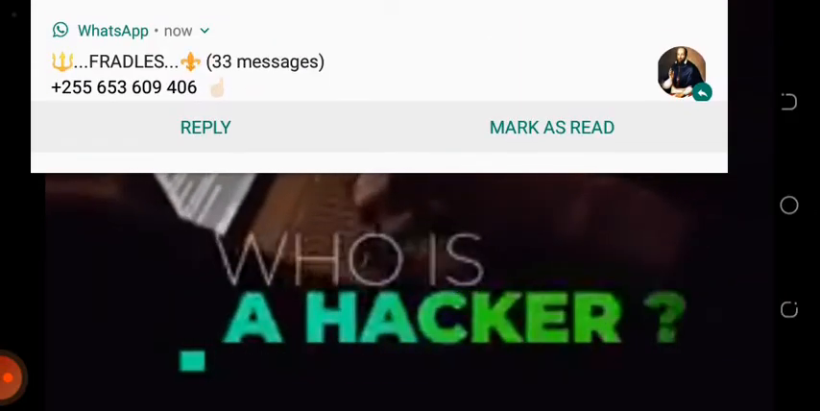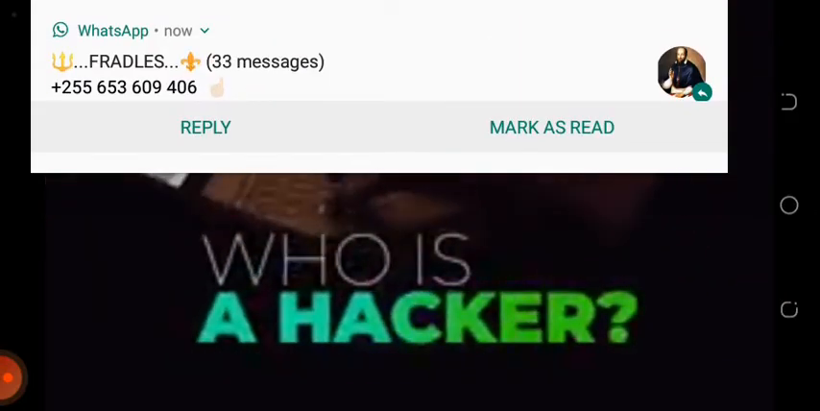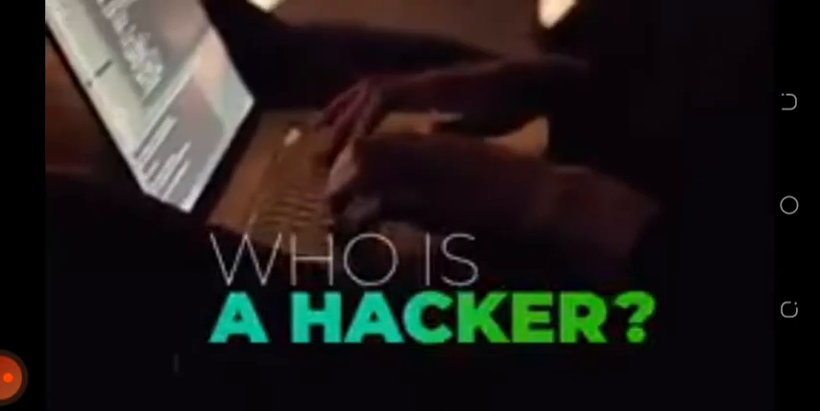Now, how can you become a hacker? Before we get into that, let's understand who a hacker is and the types of hackers out there. A hacker is someone who finds vulnerabilities in a computer system or network by gaining authorized or unauthorized access to the said computer or network.